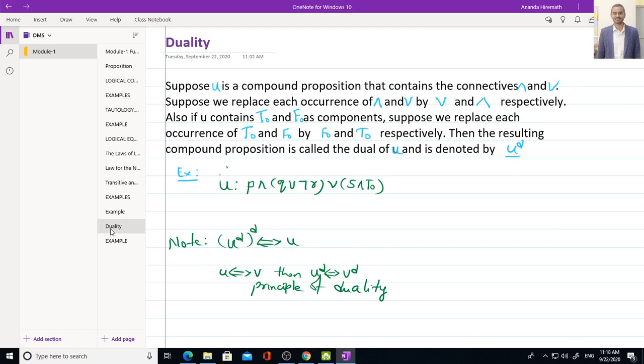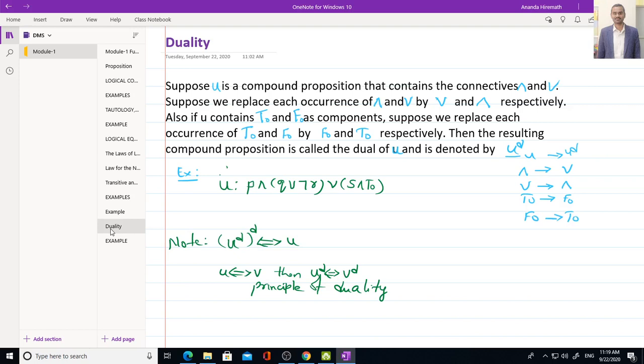It means that in a compound proposition, if you have the symbol AND, it should be replaced by OR in U of D. Similarly, if we have OR, it should be replaced by AND. If you have T naught in U, then the dual of T naught will be F naught. If we have F naught, then it should be replaced by T naught. Then that compound proposition will be the dual of it.